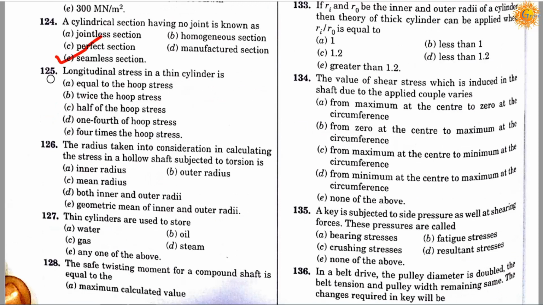Question number 125. Longitudinal stress in a thin cylinder is: option A equal to the hoop stress, option B twice the hoop stress, option C half of the hoop stress, option D 1/4 of hoop stress, option E 4 times the hoop stress. Correct answer is C, it will be half of the hoop stress.